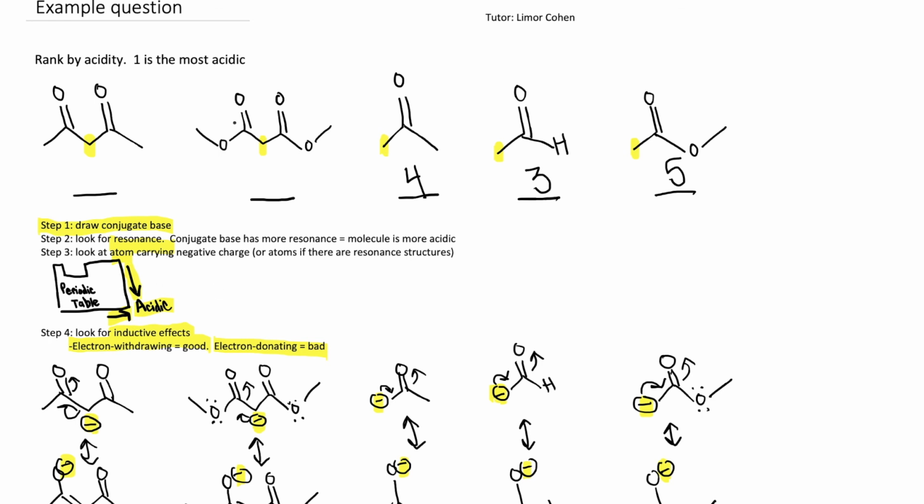So looking at our remaining 2 molecules, we have to look at inductive effects of what's on the other sides of where we deprotonated. On our first molecule, we have 2 methyls, and on our second molecule, we have 2 methoxy groups. Since methoxy groups are more electron donating than methyls, they will further destabilize our conjugate base. So this molecule will be ranked number 2, and this will be our number 1. So we've ranked all our molecules by acidity now.